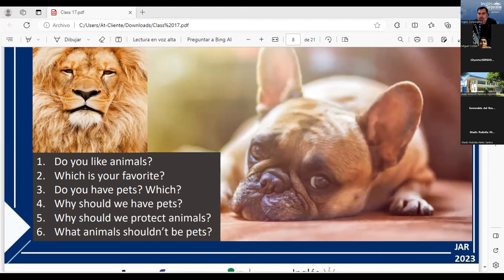Why should we have pets? It's beautiful. For company. It's a good company, yes. In my case, I should have a dog, for the care of the house, and it's the biggest friend. Okay. And number five, why should we protect animals?